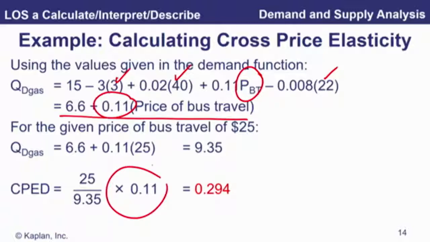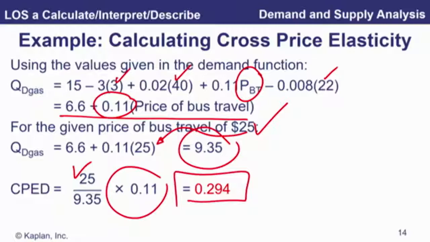0.11 is our slope coefficient. So that's going to go into our final answer. We need the current price of bus travel. It's given to us. It's 25. And we slot that in to work out the quantity of gas demanded. Well, at that price, it's 9.35. Once again, multiply it out, and you'll get 0.294.